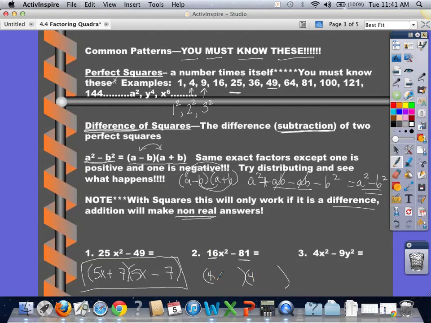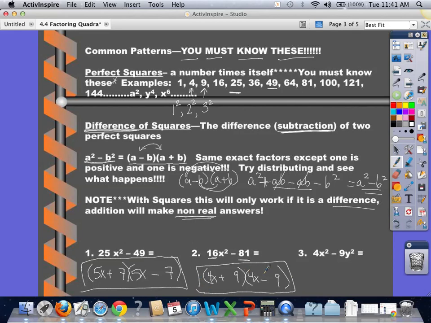Split up your x's. Square root of 81 is 9. And then we have one positive and one negative. Okay? And if you want to check these, you can pull them back out and see if they work. But you'll notice they have the same exact terms, one positive and negative.